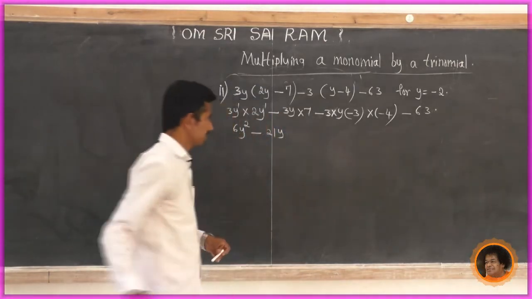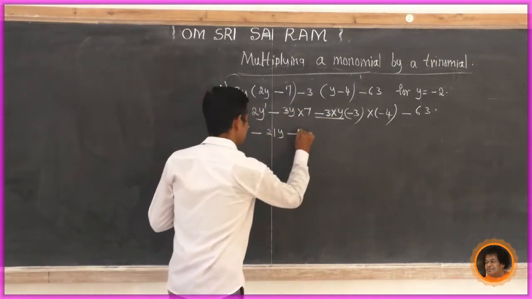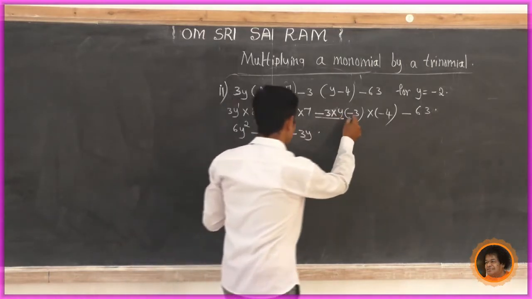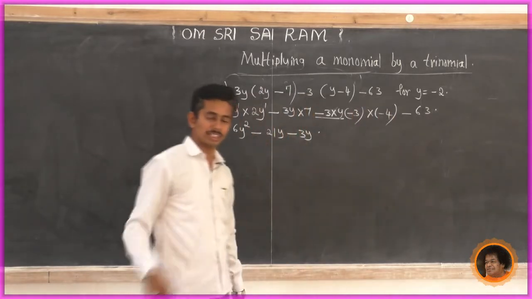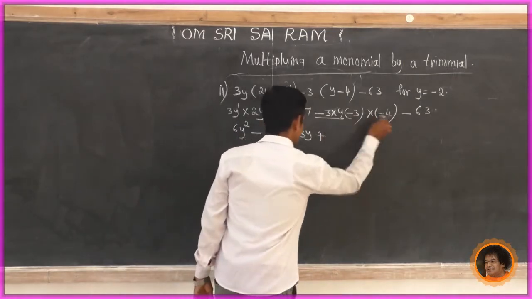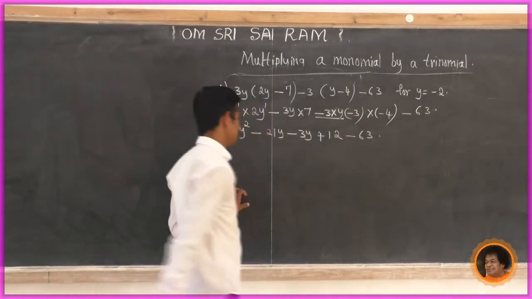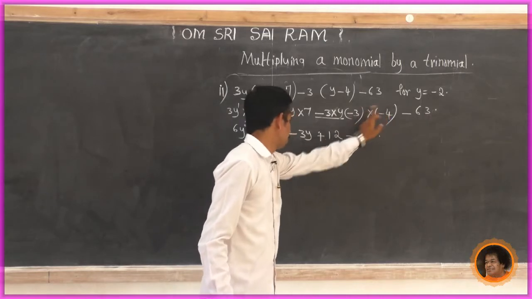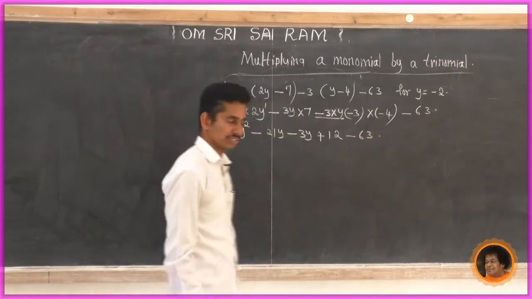Or another, simpler method. Before that just look at this. Minus 3 into y, what do you get? Minus 3y. Then minus 3 into 4, 3 into 4 is 12. Minus into minus, like signs, the product gets positive. So plus 3 into 4 is 12. Then minus 63. This is the simple one. Minus 3 into y, minus 3y. 3 into 4, 12, minus minus becomes plus. Then minus 63 as it is.